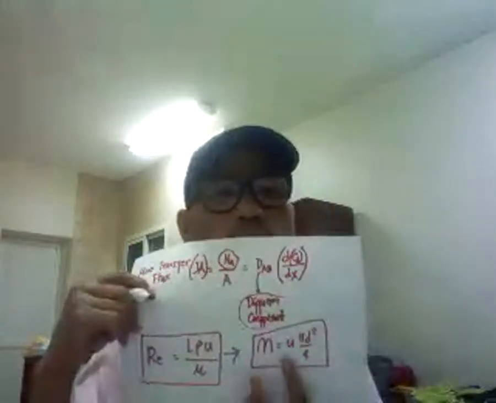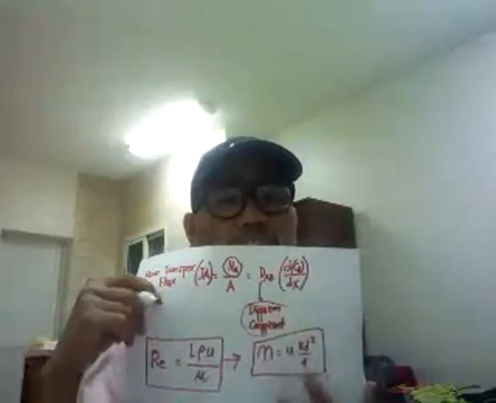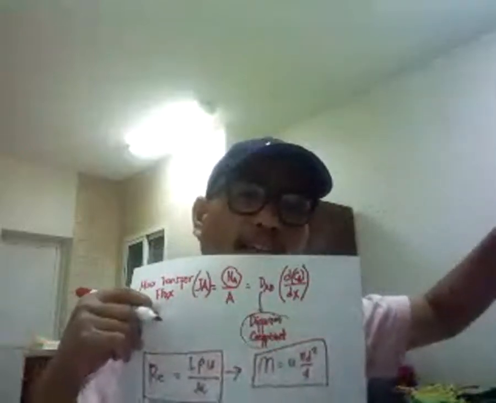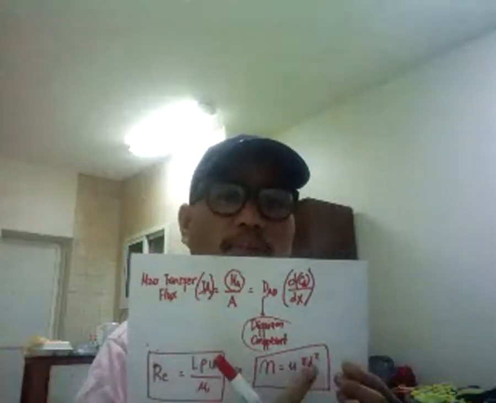Mass flow rate is equal to the velocity u times pi d squared over 4. Pi d squared over 4 is really the cross-sectional area, the circle, at the inlet of the pipeline, because it's always round. A tank is also always round, right? So this will always be like this.